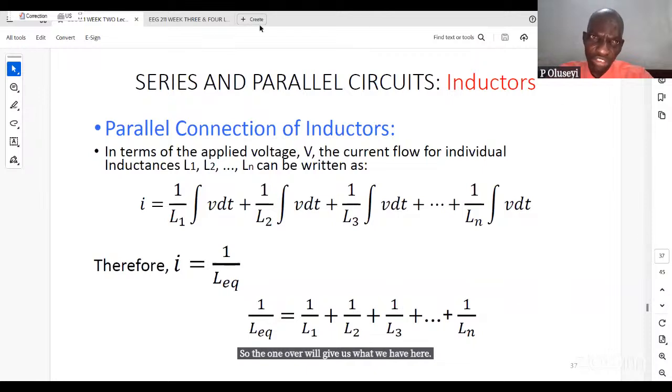Any question, please, before I move on to capacitors? Okay, it's very clear. But I will make that correction before I share it with you. 1 over LEQ integral V.